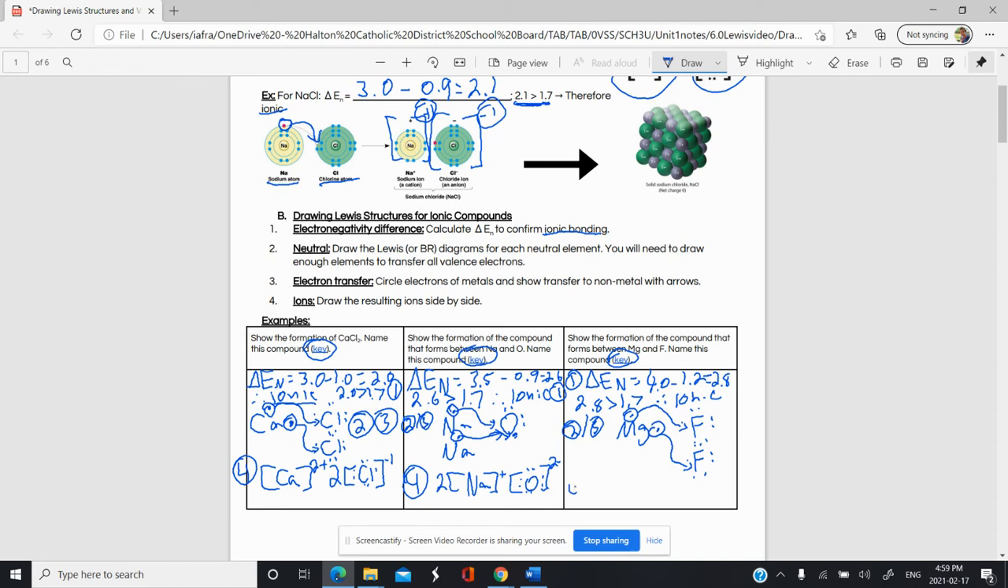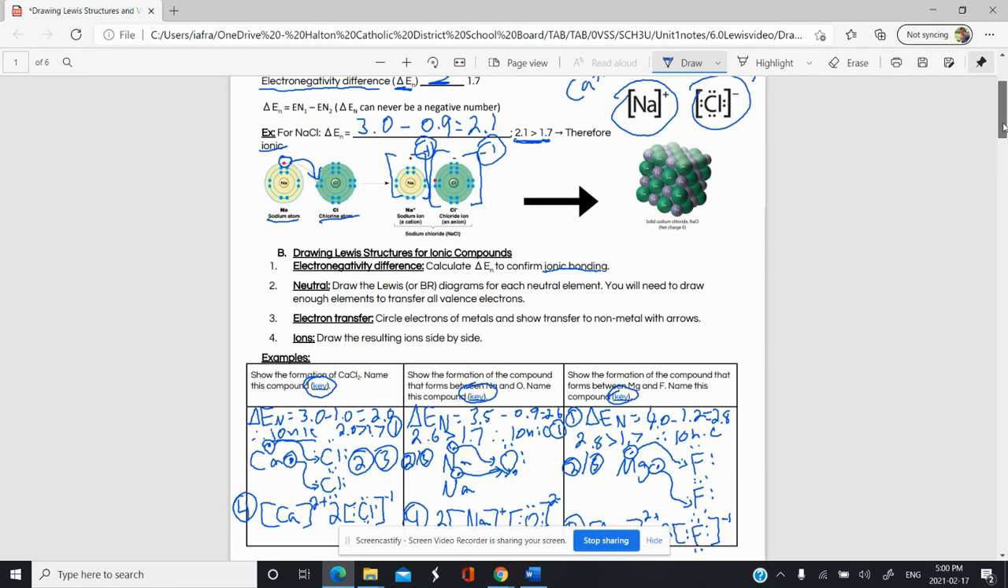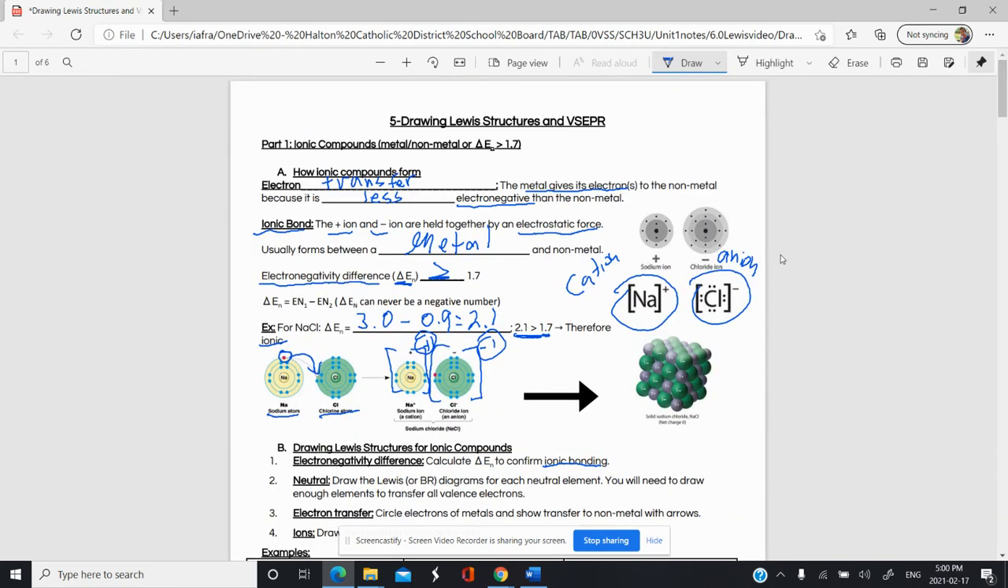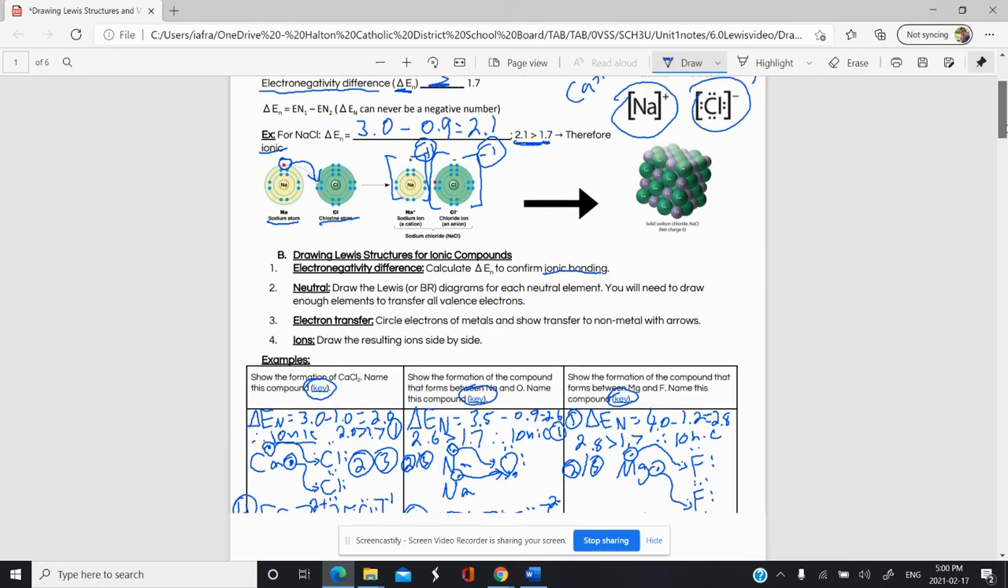And so the end result is we get 1 magnesium ion and 2 fluoride ions, charge of -1 each. And so that is how you draw a Lewis dot diagram for ionic compounds. Remember, they form by electron transfer. And if you follow those steps and look at the electronegativity values in your periodic table, it should be pretty straightforward to draw these out.